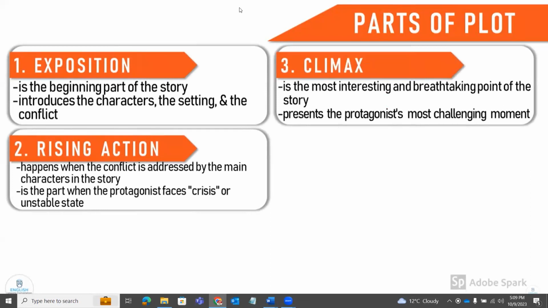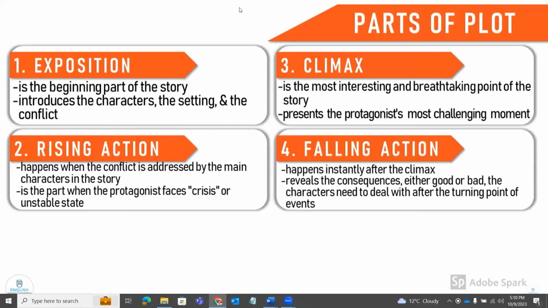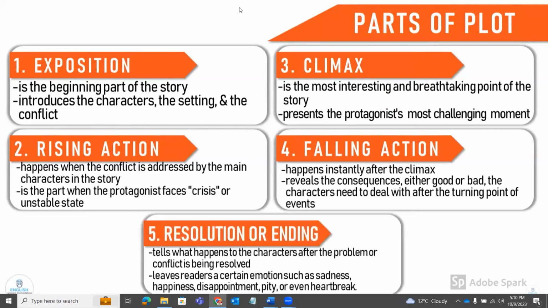Climax is the most interesting and breathtaking point of the story. It presents the protagonist's most challenging moment. Falling action happens instantly after the climax. It reveals the consequences, either good or bad, the characters need to deal with after the turning point of events. And the last is resolution or ending. It tells what happens to the characters after the problem or conflict is being resolved. It leaves readers a certain emotion such as sadness, happiness, disappointment, pity, or even heartbreak.